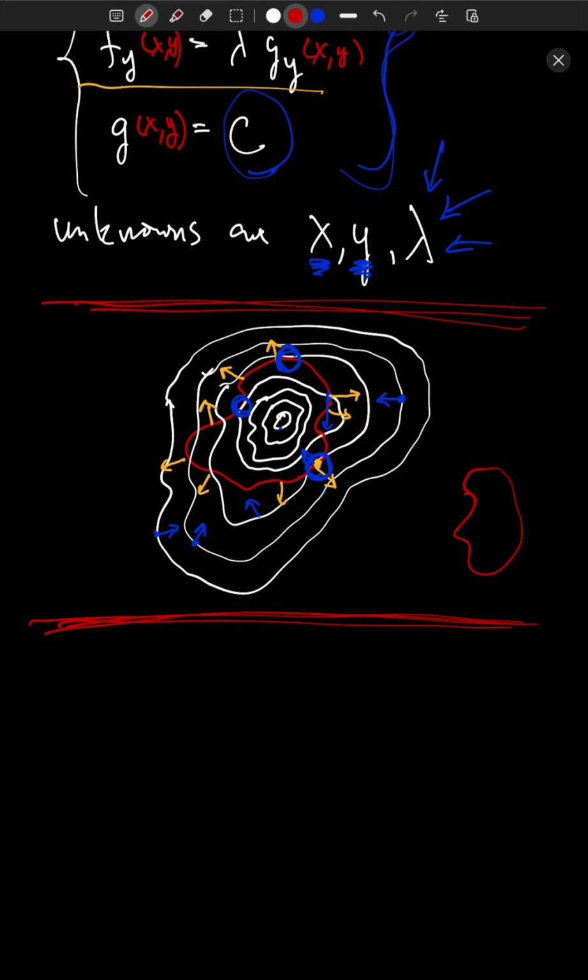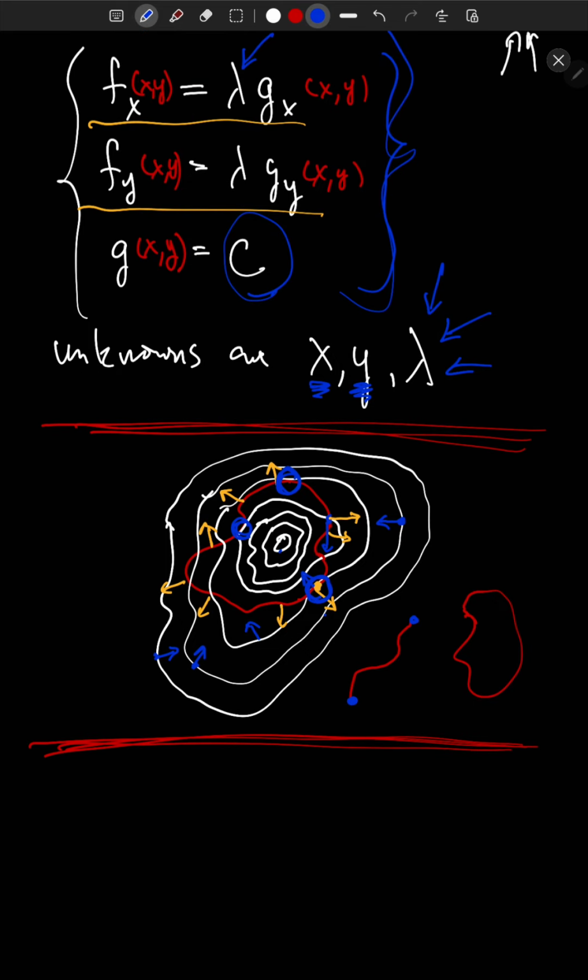However, if I have a problem where the road is not a loop, where I want to find the highest elevation point of my drive, but I'm not driving in a loop, I'm driving from here to there on my map, then I'm going to have my candidates from solving these 3 equations. But I also have to consider the 2 endpoints. Those are like my boundary.